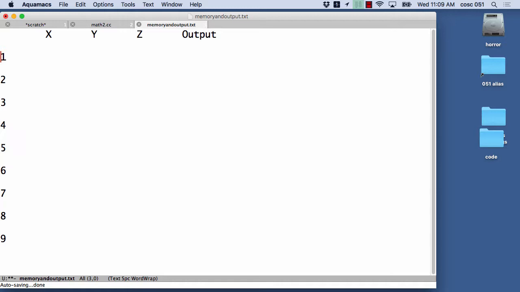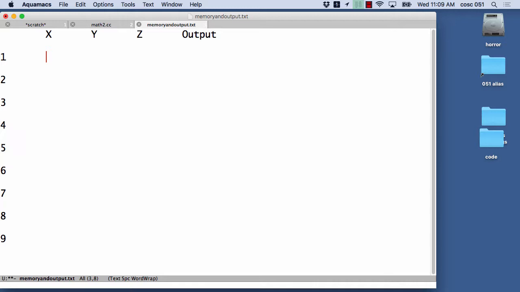So starting at line 1, what we're trying to do is track what the values of x, y, and z are and what is output by the program. So, sir, take me through line 1. What happens? On line 1, x and y are not declared. So what do we put there? We don't put anything. What value are x and y?